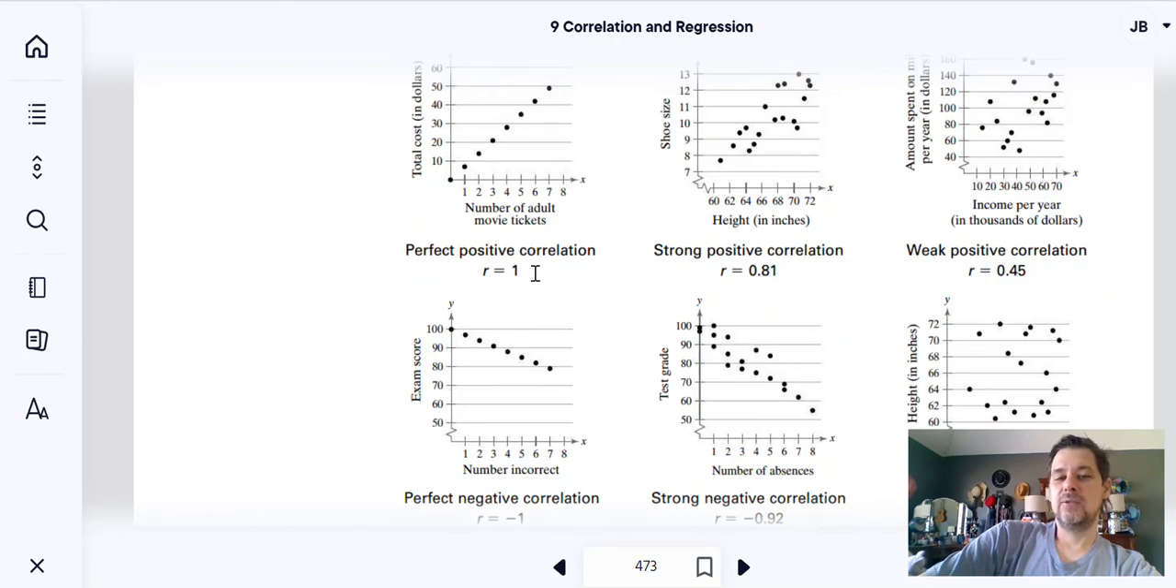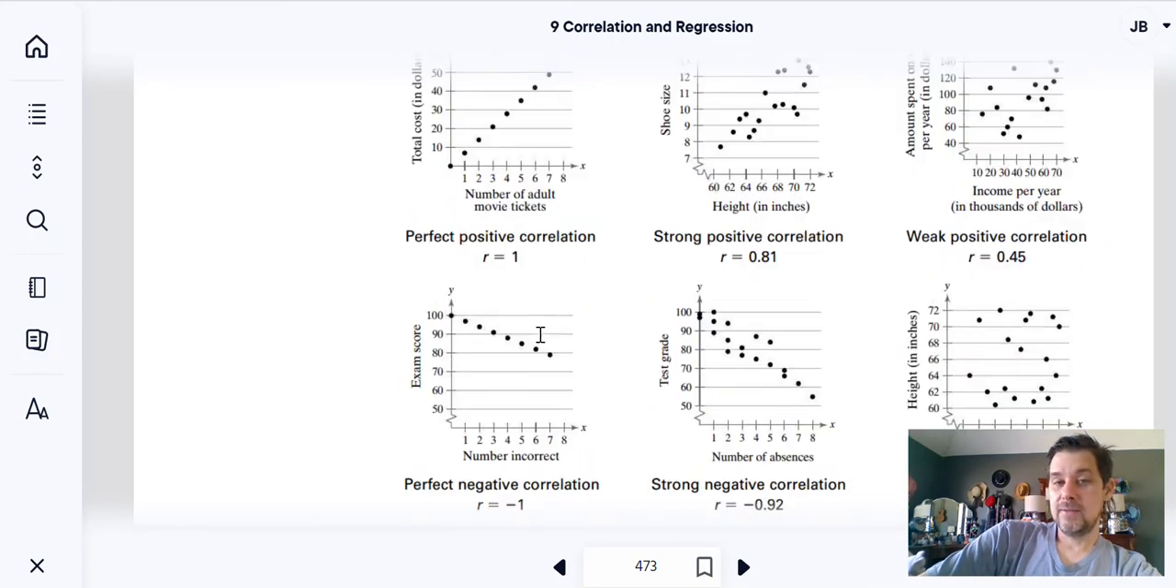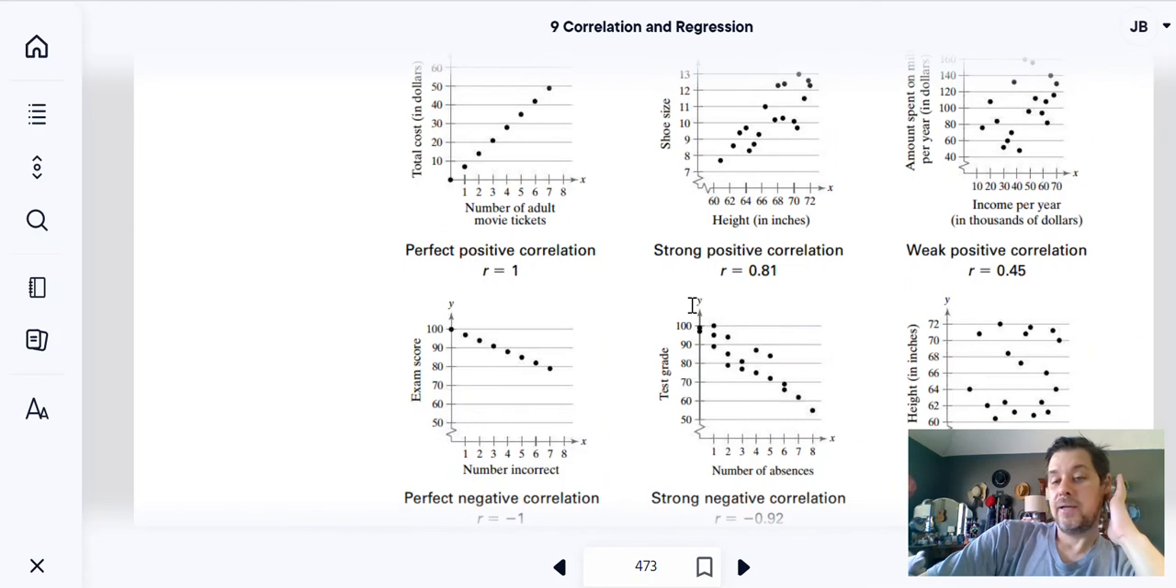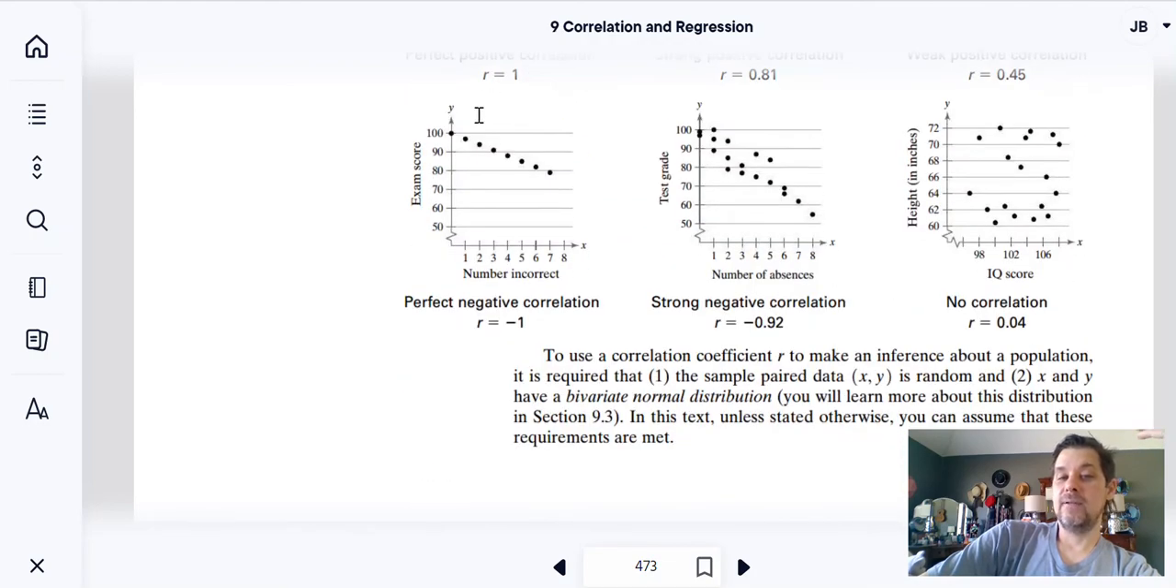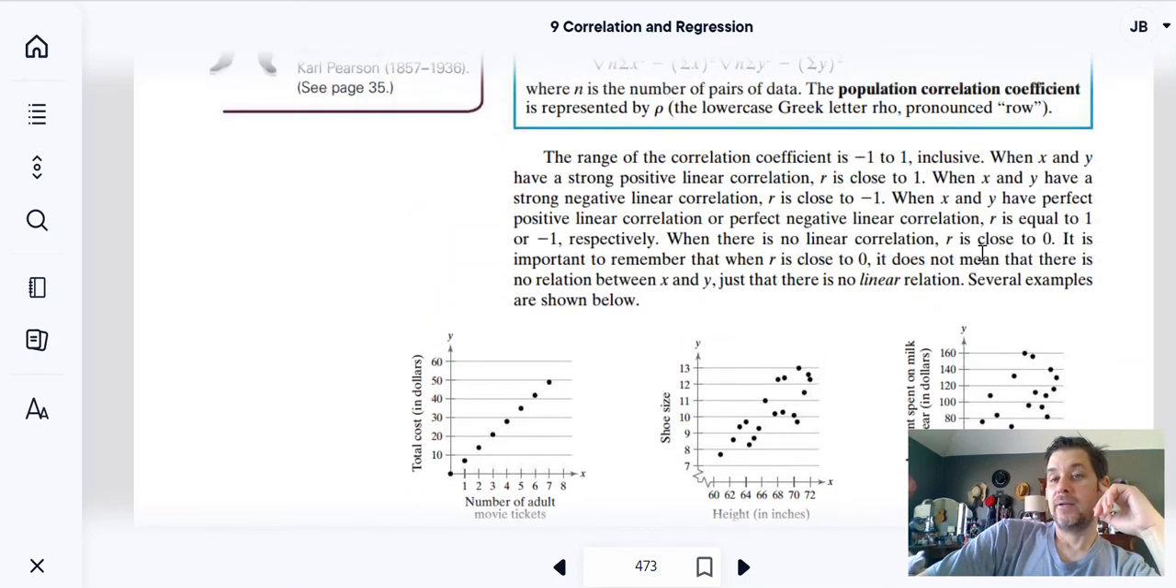The closer it is to 1 or -1, the tighter the formation of points is into a line. If R is positive, it will be a positive linear correlation. If R is negative, it will be a negative linear correlation. And if the R value is close to 0, then that would mean that there's no pattern, no correlation at all, okay? All right, so that's what the correlation coefficient does.